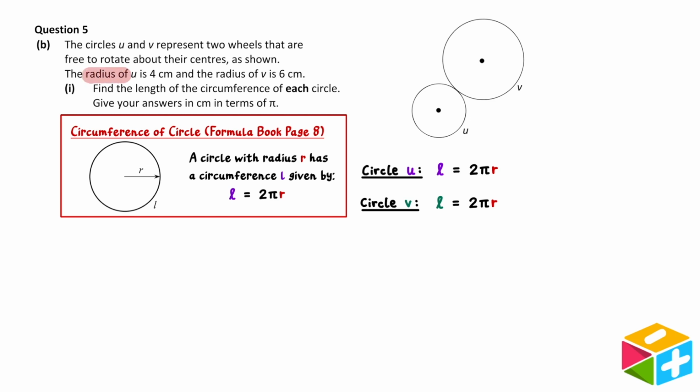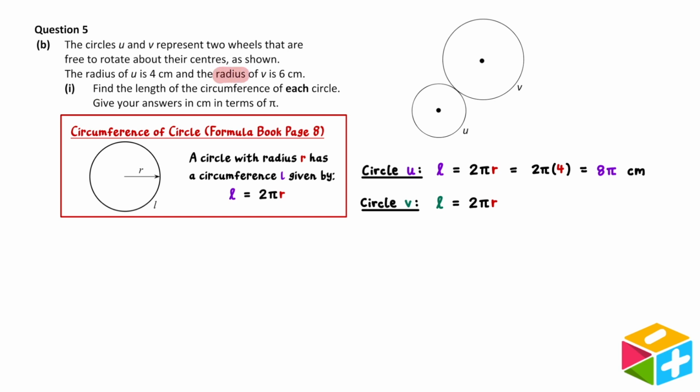U has a radius of 4 centimeters. So here we'll put in a 4 for r. 2 times 4 is 8, so this gives us an answer of 8 pi. We're asked to give our answer in terms of pi, so we shouldn't convert this to decimal form. Our unit here is centimeters, since that was what was used for the radius.